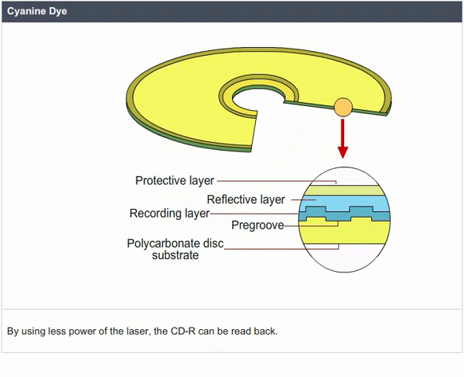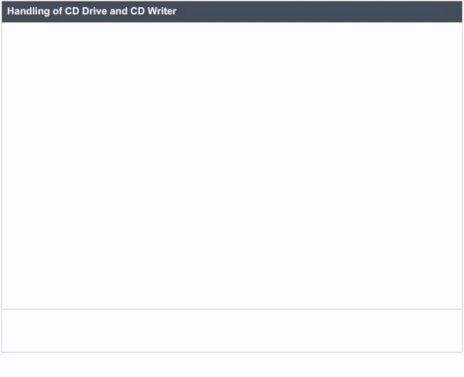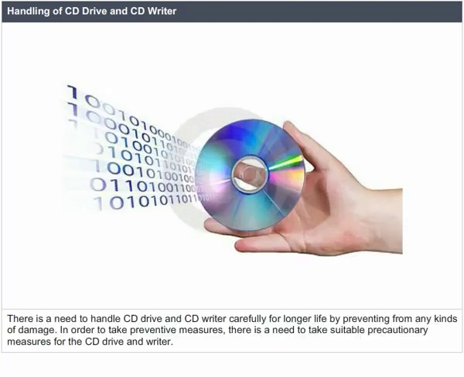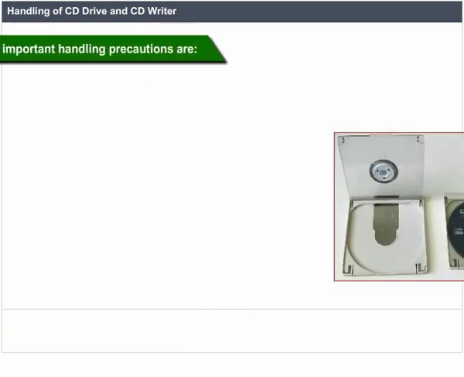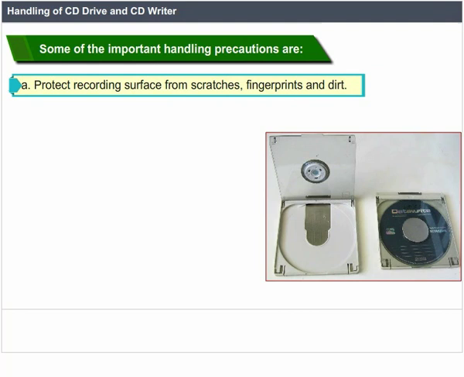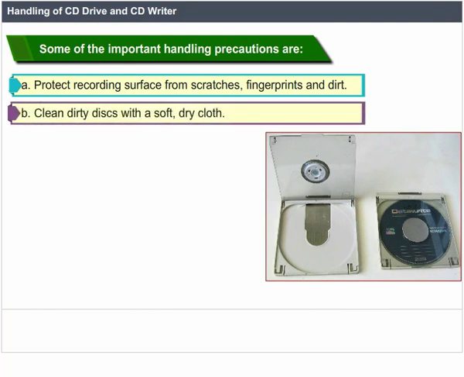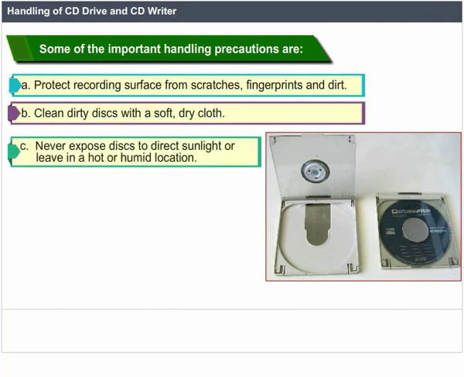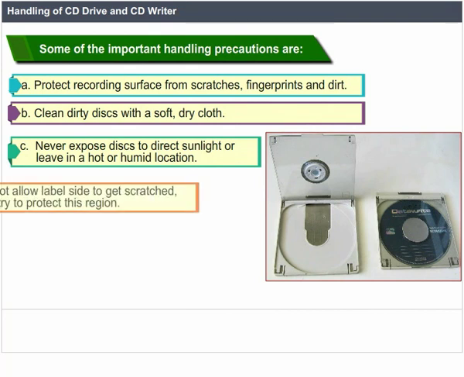Handling of CD drive and CD writer. There is a need to handle CD drive and CD writer carefully for longer life by preventing them from any kind of damage. In order to take preventive measures, suitable precautions are needed for the CD drive and writer. Some of the important handling precautions are: protect the writing surface from scratches, fingerprints, and dirt; clean dirty disks with a soft dry cloth; never expose disks to direct sunlight, or leave them in a hot or humid location. Do not allow the label side to get scratched and try to protect this region.